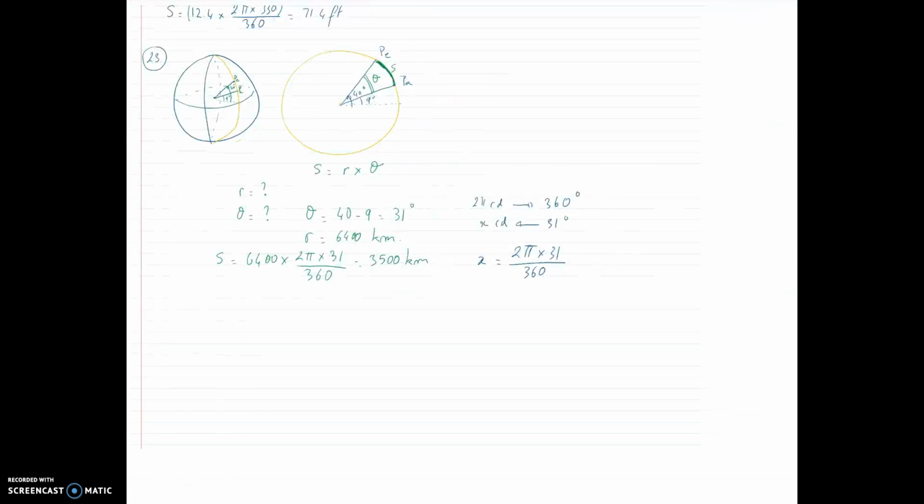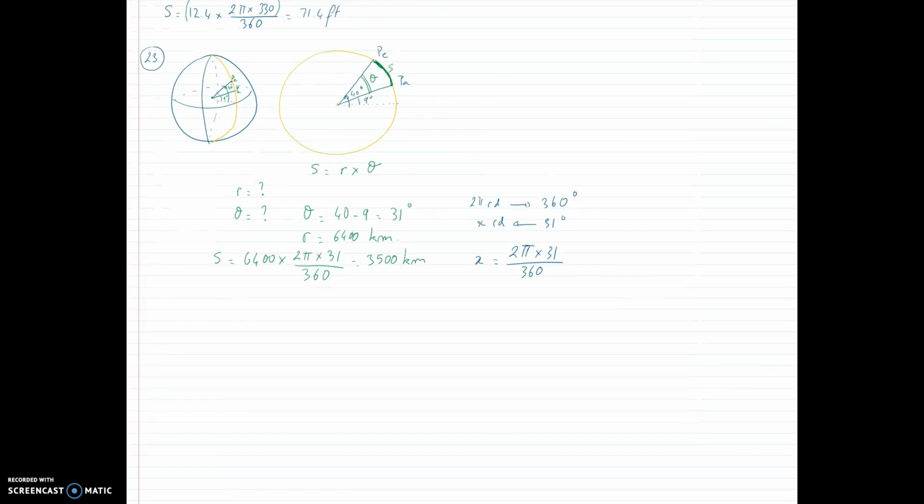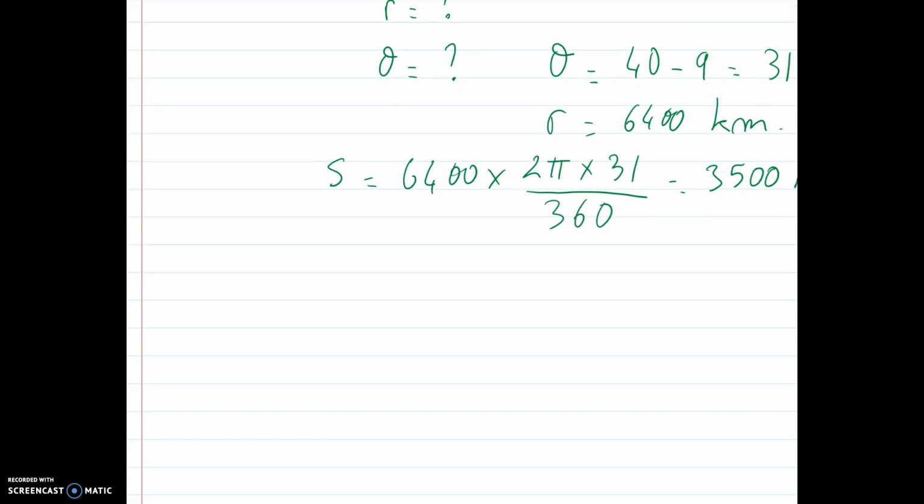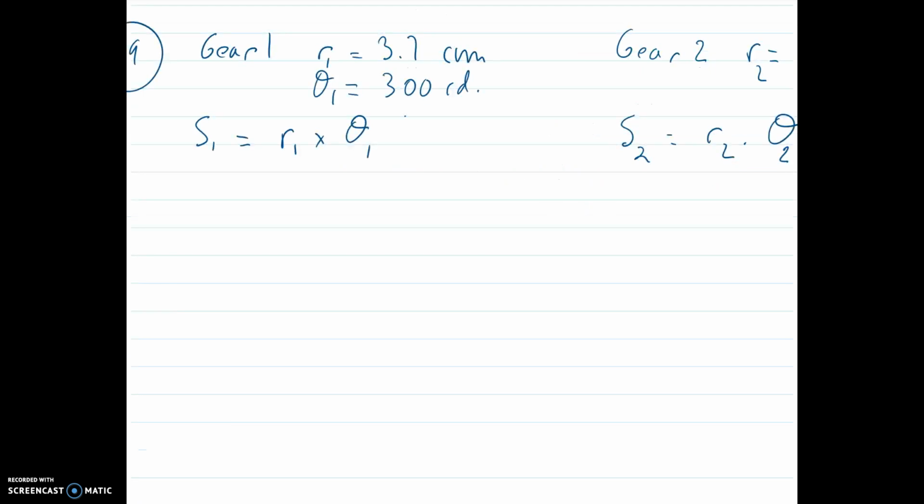All right, let's try to do another one. All right, guys, so now let's try to do problem number 29. In this problem number 29, you have a gear 1 defined by a radius 1 and an angle theta 1 equals 300 degrees. So I will have to convert this value into radian. And S2 equals R2 theta 2.